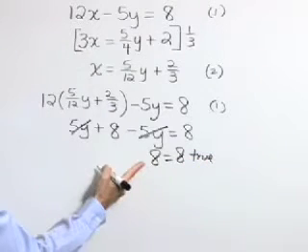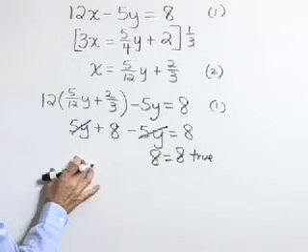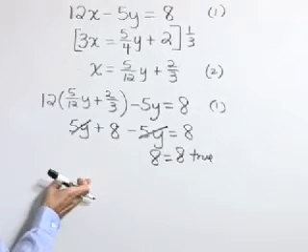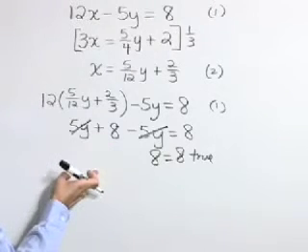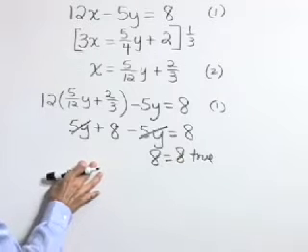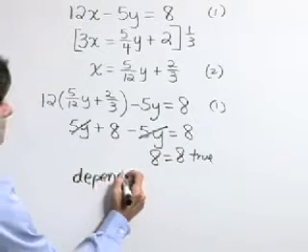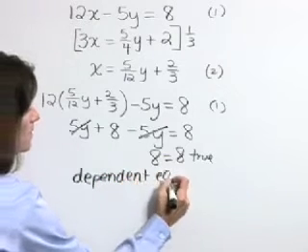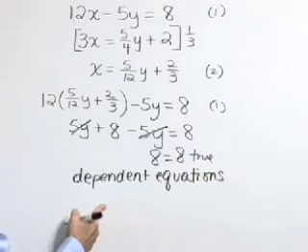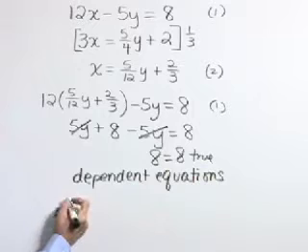That is true. So what's happened here is our two equations are actually different forms of the same equation. If we graphed them, we would see the same line sitting on top of itself. So we would say then that these equations are dependent. Let's make a note of that. They are dependent equations.